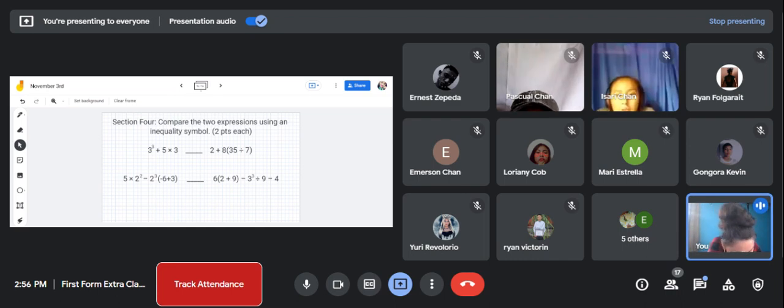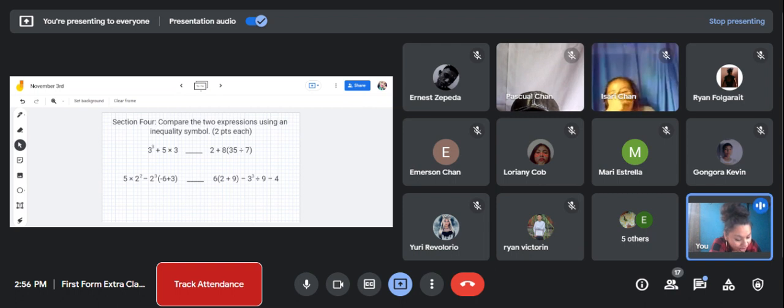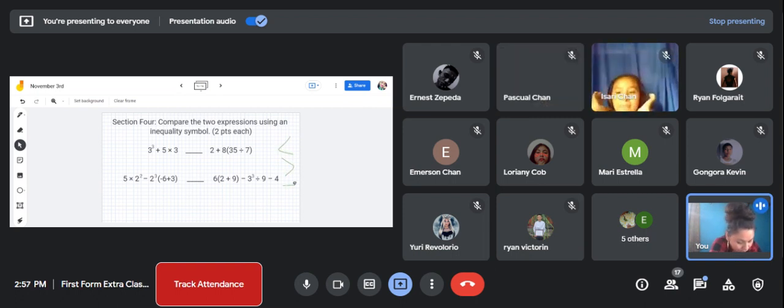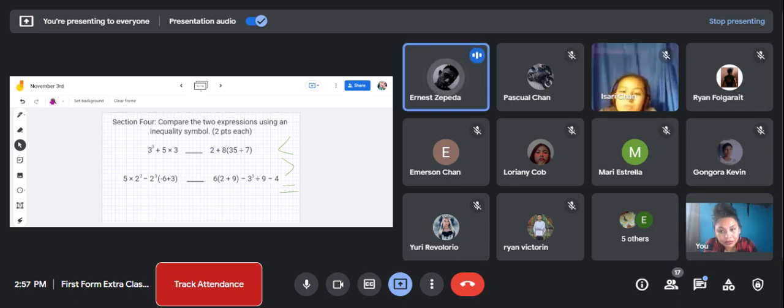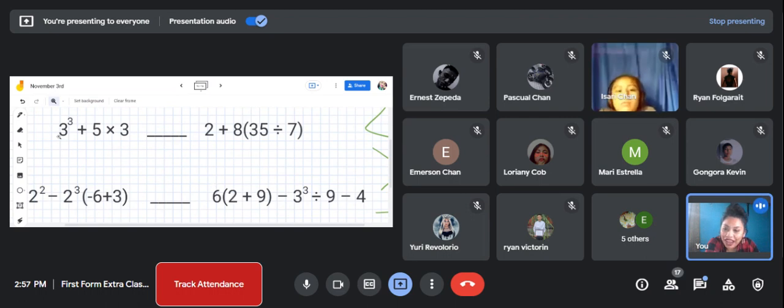So what does it mean to compare? You have to write a symbol on the line there. You are either going to write less than, more than, or equal. One of these symbols has to go on the line. But first you have to solve it. That was what I was about to say. You have to be able to solve this side and that side to find what the answer is going to be.